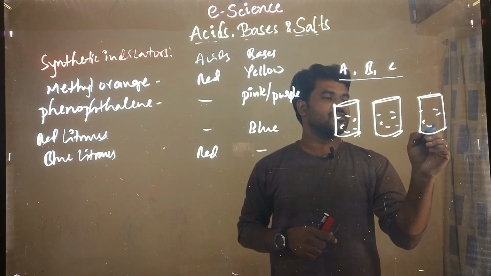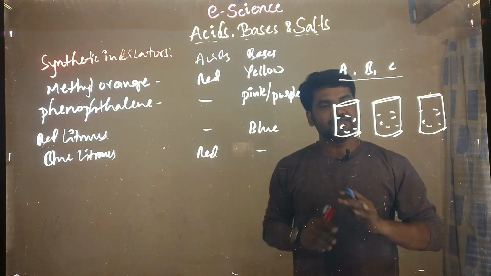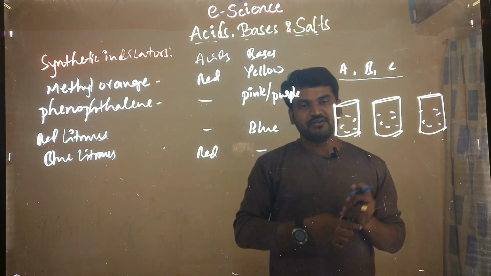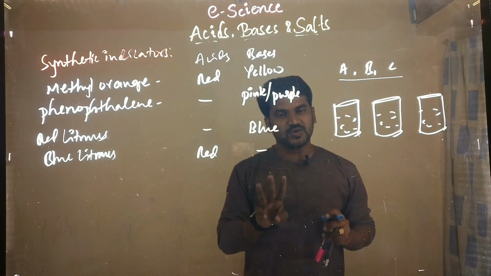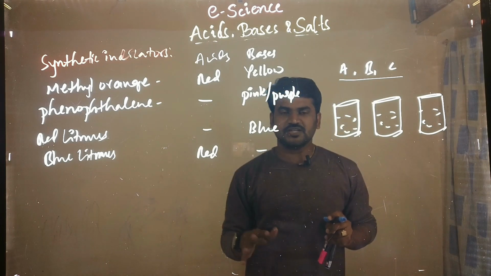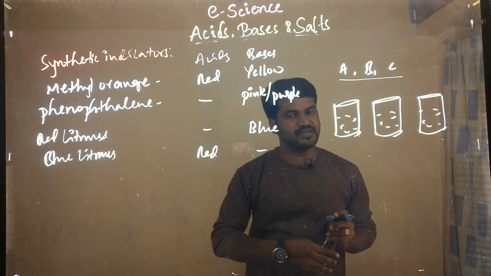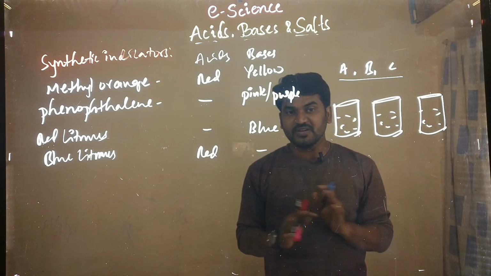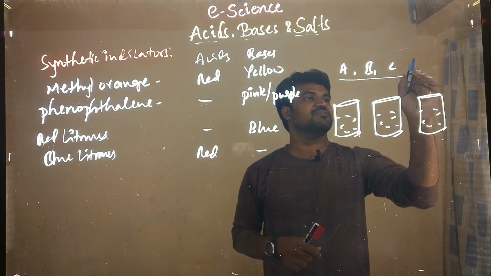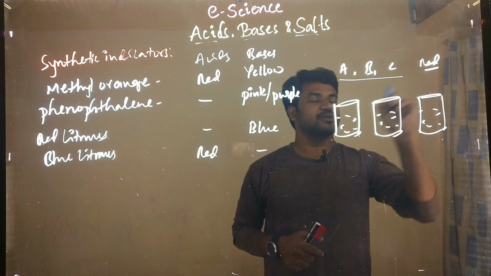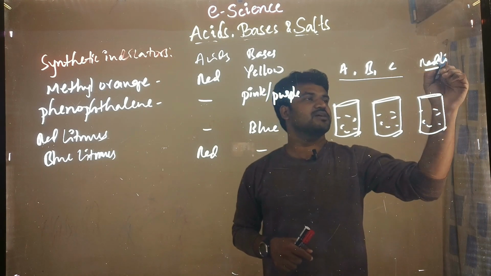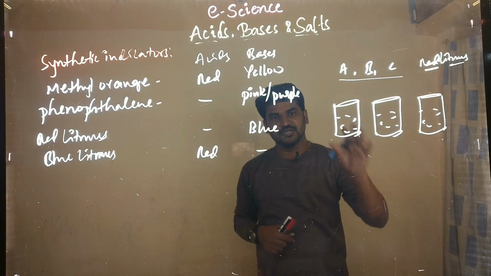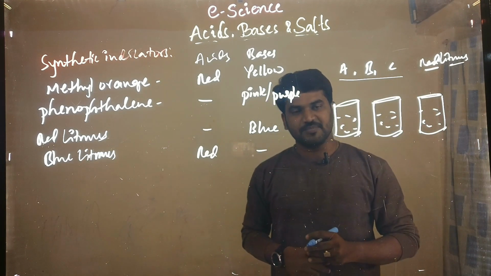So in three containers, we have three solutions called A, B, C. Right? We don't know what the samples are, but we know that one is an acid, one is a base, and one is neutral. Neutral means it has neither acidic properties nor basic properties. So there are three samples, A, B, C, but we don't know which is which. And you are given a red litmus paper. Then how can you identify the three samples by using only one red litmus paper?